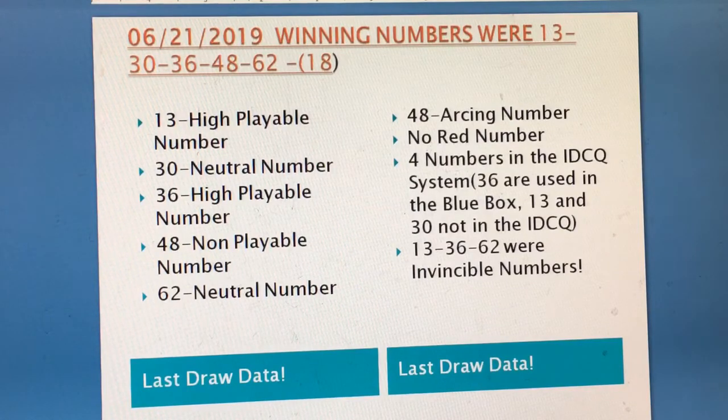Invincible numbers prevailed last draw because there were 3 invincible numbers over 2 non-invincible numbers. So focusing on the invincible numbers will give you a better chance of hitting. Sometimes the red numbers are invincible numbers. So if that occurs, then you have a high chance of hitting that number.